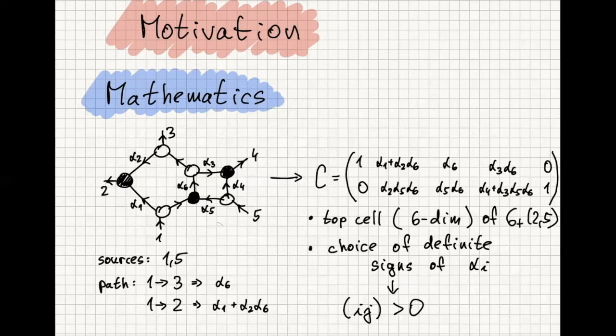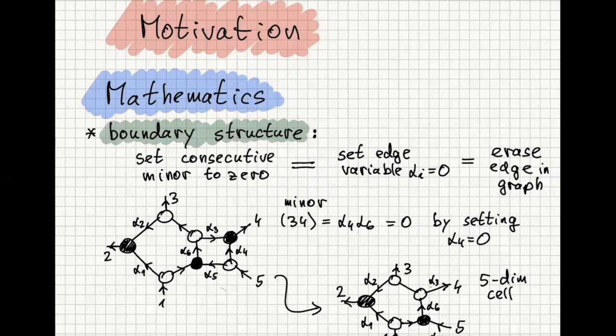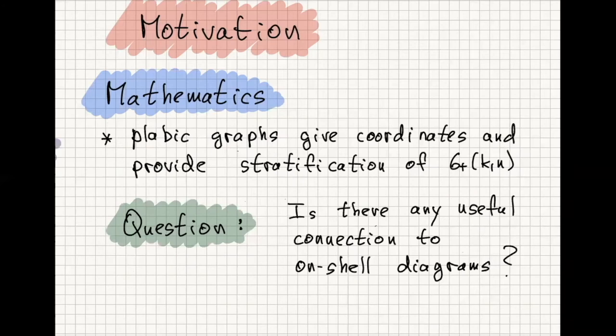Okay, now the boundary structure. We set a consecutive minor to zero, which sets an edge variable to zero. This has a very nice interpretation in the graph because it erases that edge, whose variable we set to zero. For example, we can send minor 3-4 to zero in this matrix. This can be done by setting the alpha 4 edge variable to zero, which just means that we remove that edge. The resulting plabic graph is a plabic graph for that codimension one cell, this five-dimensional cell in G(2,5). So the plabic graphs provide a very nice stratification of the positive Grassmannian by removing edges, setting the edge variables to zero.